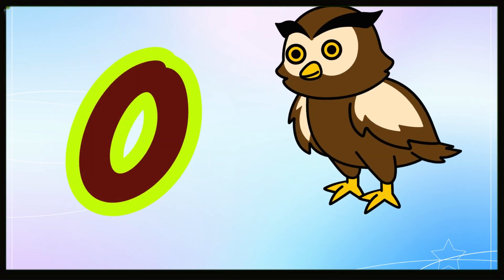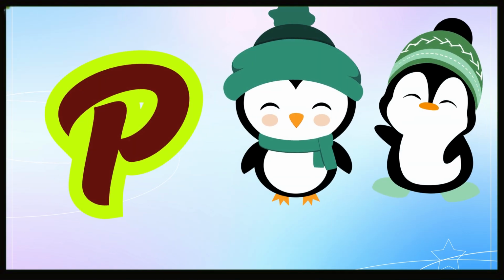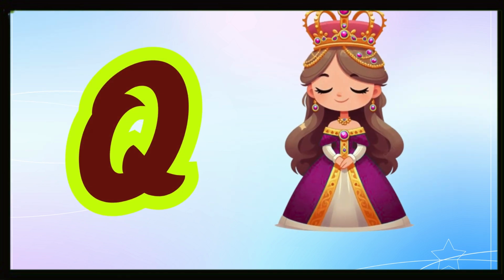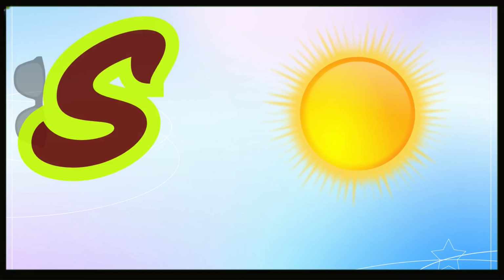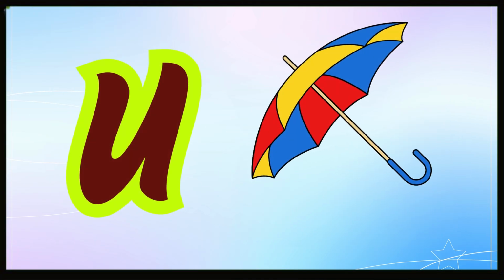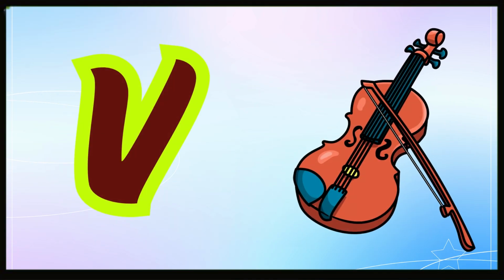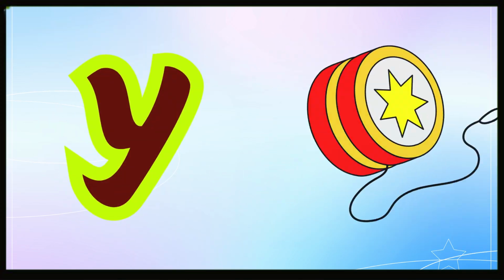N is for nest, O is for owl, P is for penguin, hear it howl. Q is for queen, R is for ring, S is for sun, let's all sing. T is for tiger, U is for umbrella, V is for violin, what a lovely fella. W is for whale, X is for x-ray, Y is for yo-yo, Z is for zebra, hooray.